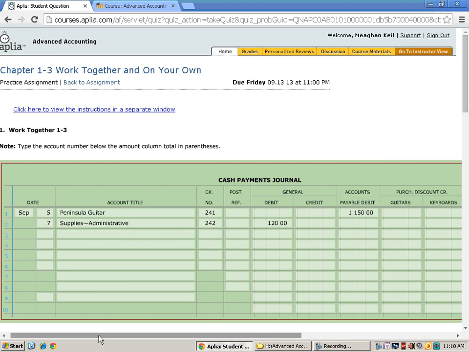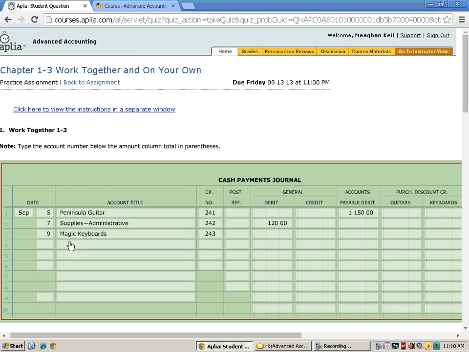Alrighty, on the 9th, we paid cash on account for keyboards from Magic Keyboards covering purchase invoice $360 for $2,210, less debit memorandum $210, and less a 2% discount. Check number 243. So our check number is 243. Our date is the 9th, and we're paying Magic Keyboards. Now there's a few things we got to do here.